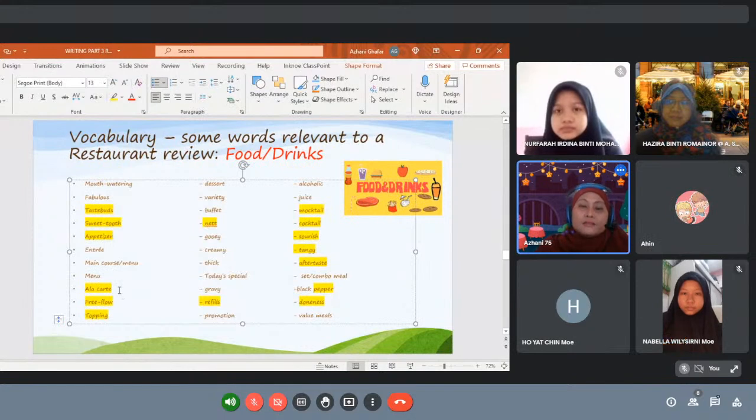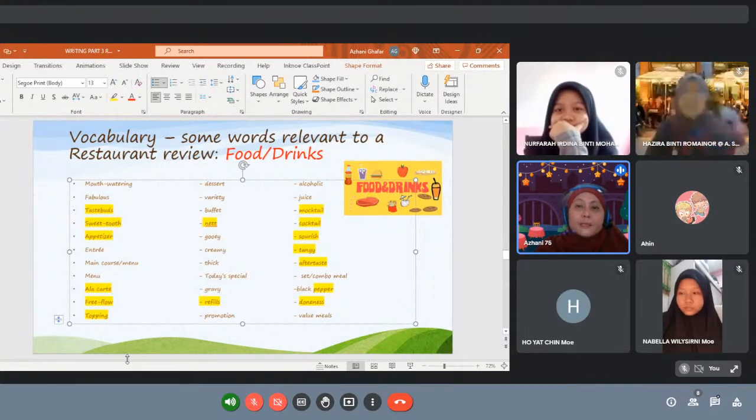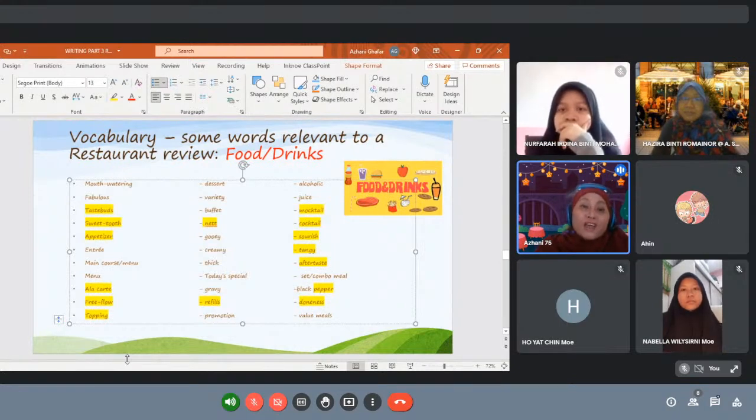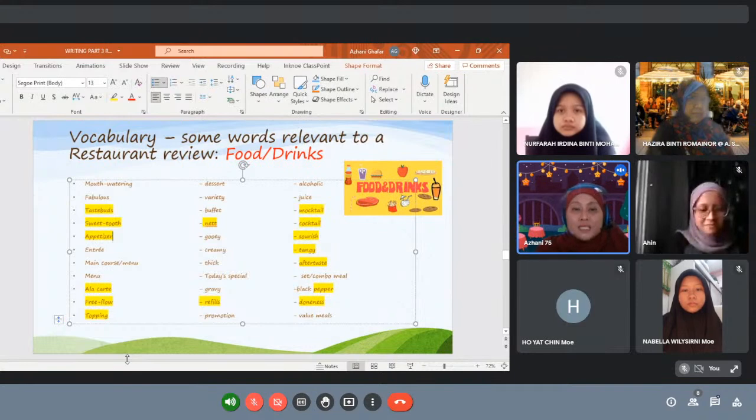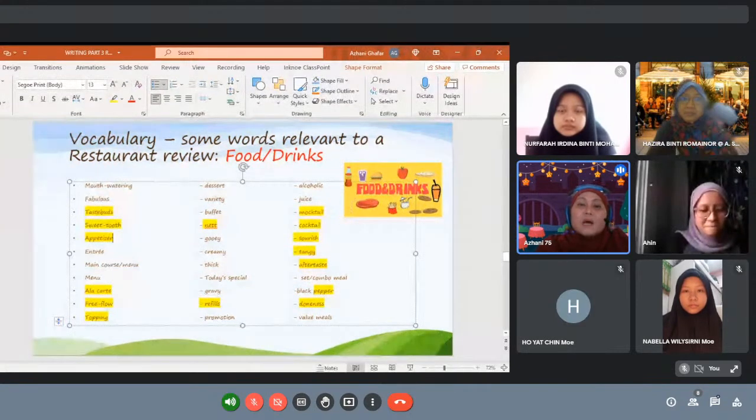A la carte. A la carte is basically a single menu item. Let's say you have a promotion. Let's say you go to McDonald's and you have an option of whether you want to have a double cheeseburger only, or do you want a combo meal or value meal of double cheeseburger, drink, plus fries? So a la carte is just, for example, a double cheeseburger.